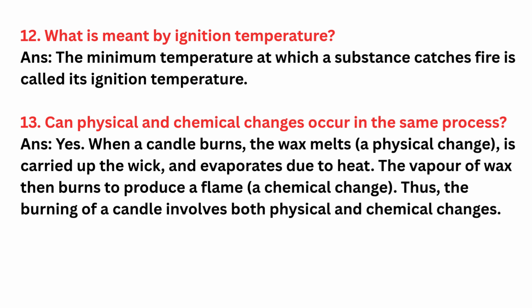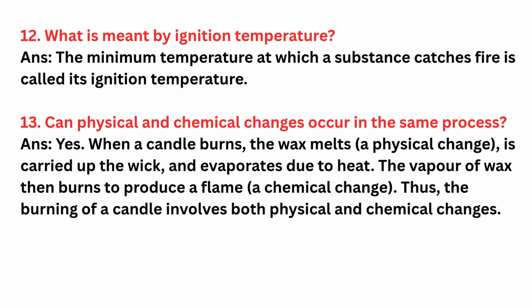Question number 13, can physical and chemical changes occur in the same process? Answer: yes. When a candle burns, the wax melts, that is a physical change, is carried up the wick and evaporates due to heat. The vapor of wax then burns to produce a flame. It's a chemical change. Thus, the burning of a candle involves both physical and chemical changes.